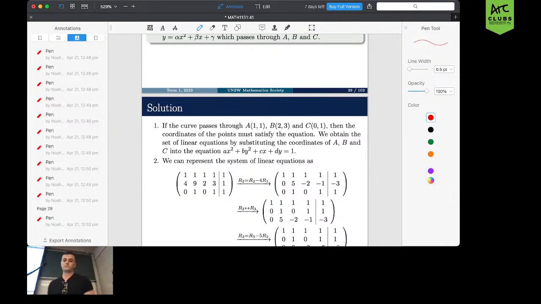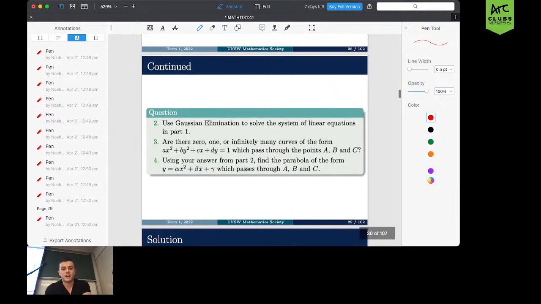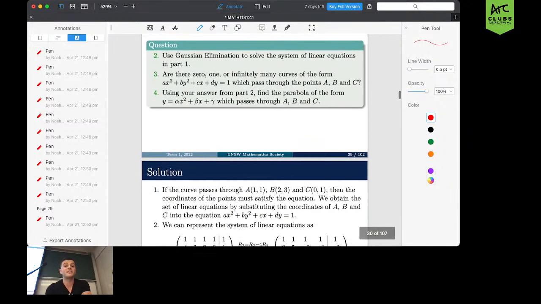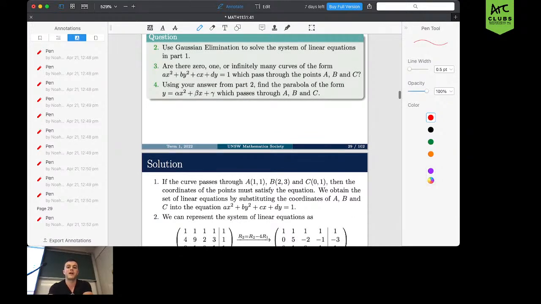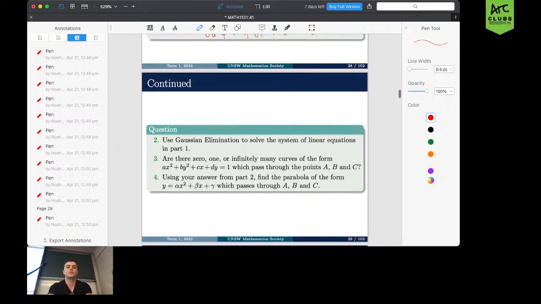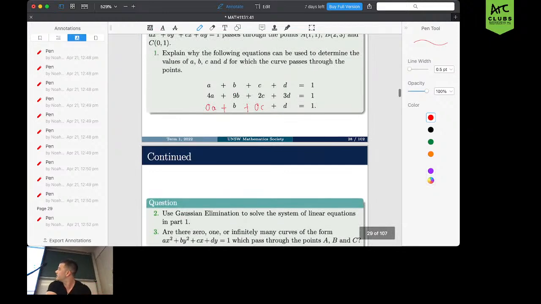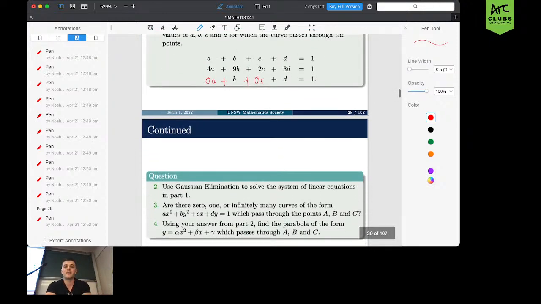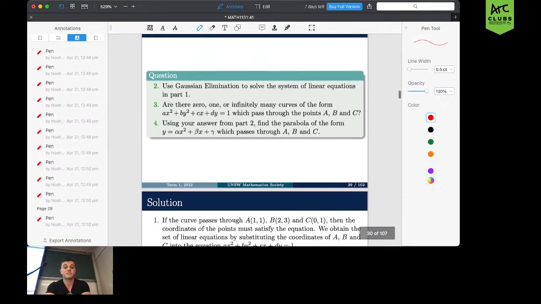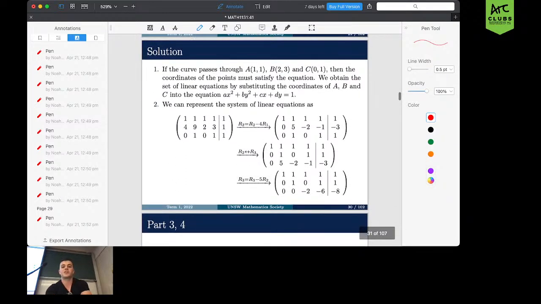Cool. So what was question 2? Are there 0, 1, or infinitely many curves of this form which pass through the points A, B, and C? So we've got our equations here. What this is essentially saying is just solve the system, right? So I'll save you the row operations because if I make one mistake in the row operations, the whole question's wrong. There's no chance of recovering. So I think it's good to just explain how the row operations work and then at least here it is.